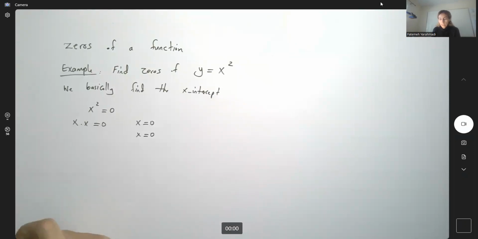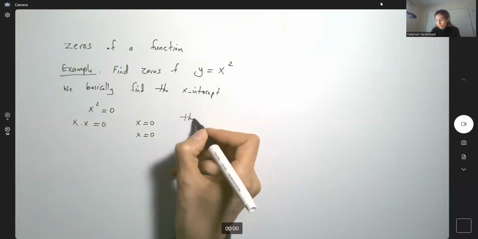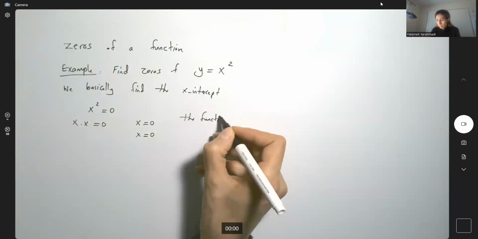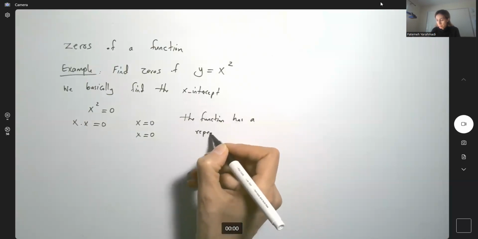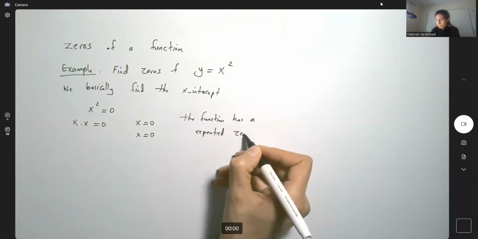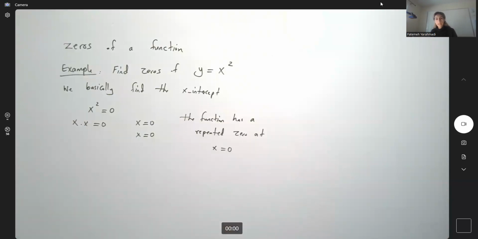So what's the meaning of that? It means that we're just assuming one of them, and we say that the function has a repeated 0 at x equal to 0. So x equal to 0 is a repeated 0. It is repeated twice. Let's take a look at another example.